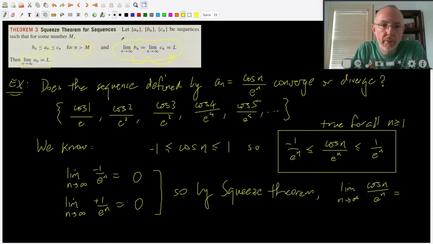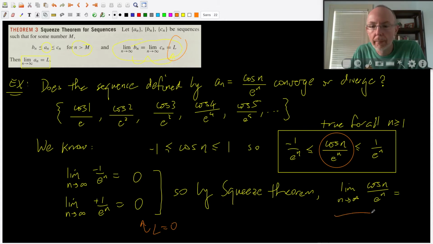And because we've satisfied all the conditions here, the sequence we're interested in with the cosine lives between those two purely exponential ones. We understand what happens to exponential functions as n goes to infinity, so we can conclude that those limits are the same. Both of those things are 0. That's our L in the theorem. And that tells us, therefore, that the limit of the sequence cosine n over e to the n is also 0. Wasn't that fun? Let's have a look at another.